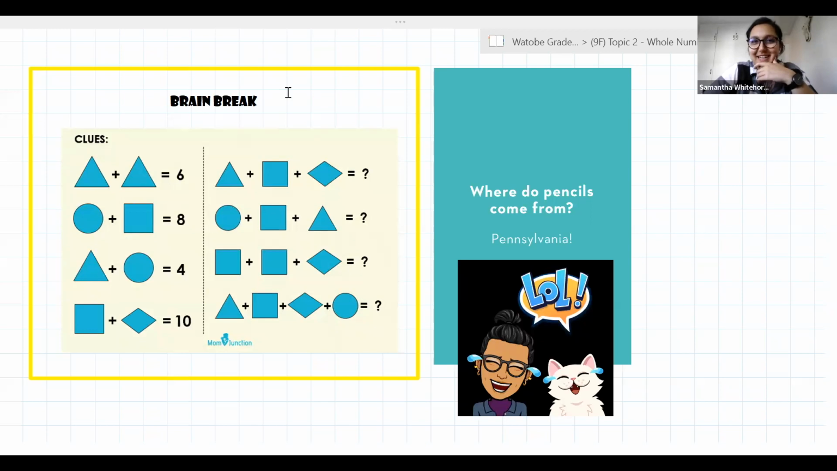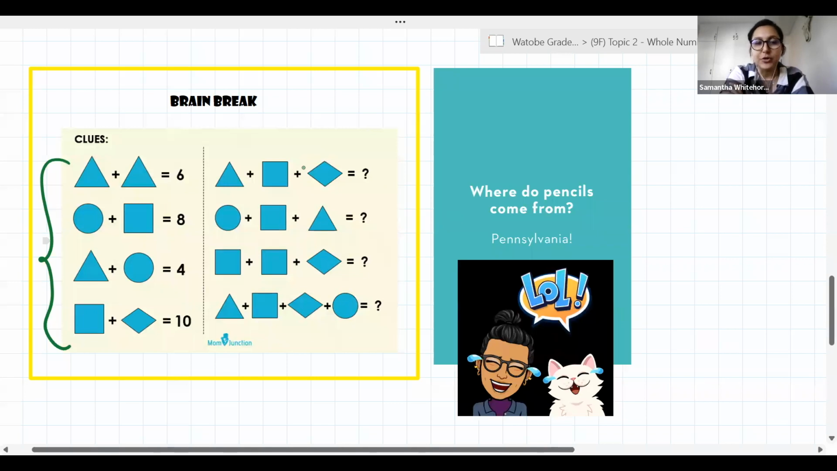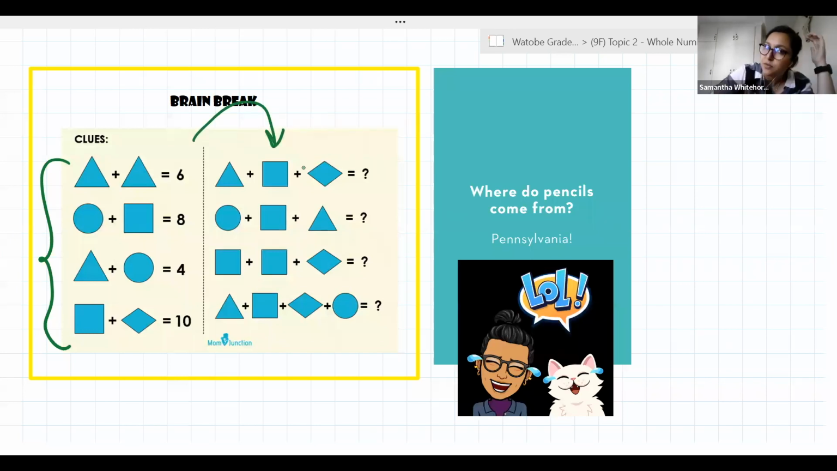For our brain break today, guys, we have got some expressions or equations that we want to solve, but there are some clues that I've given you in order to help you solve this. So I'm going to let you guys have a look. Basically, we want to figure out what the value of the triangle, the circle, the square, and the diamond are, so that we can go and find the value of the equations on the right-hand side. I can already see some answers coming through, which is very nice. If anyone wants to raise their hand to give us some answers, you're welcome to. Otherwise, I'm going to just take from the chat.